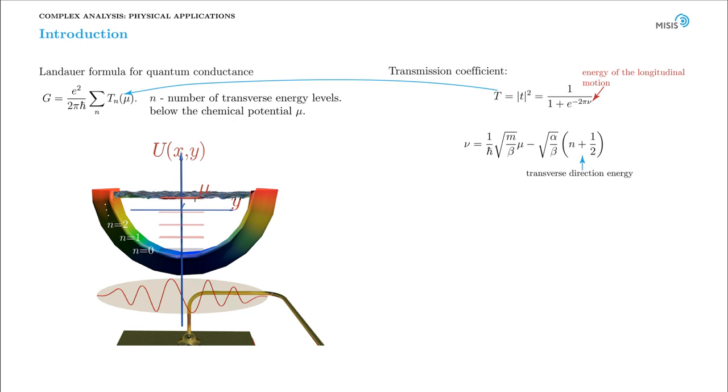Finally, we plot the conductance as a function of the chemical potential, or gate voltage. And here it is. As we see, it reproduces the quantum staircase obtained in the experiment with the correct height of steps. So it is the example of how complex analysis works to explain mesoscopic experiments in physics.